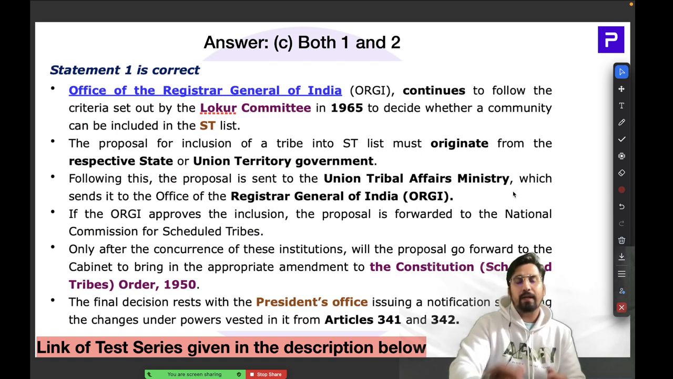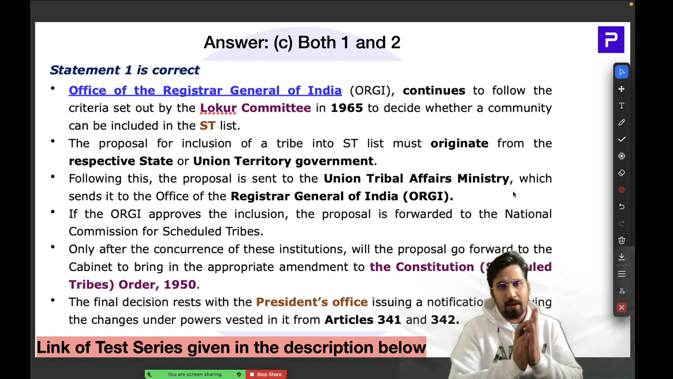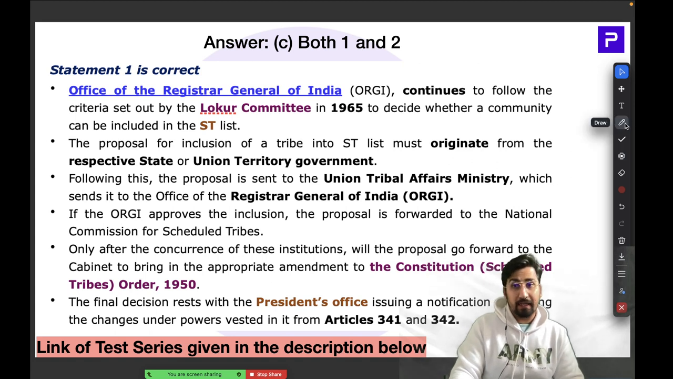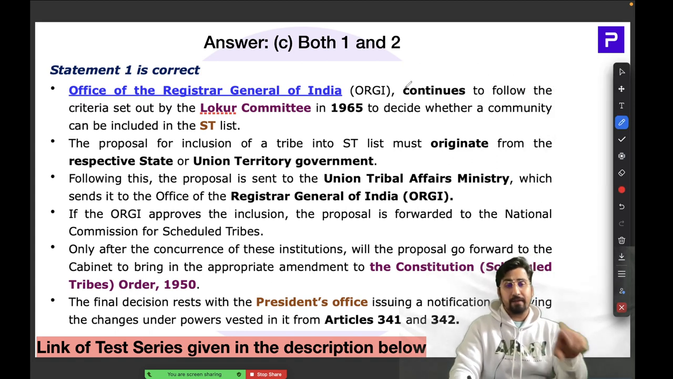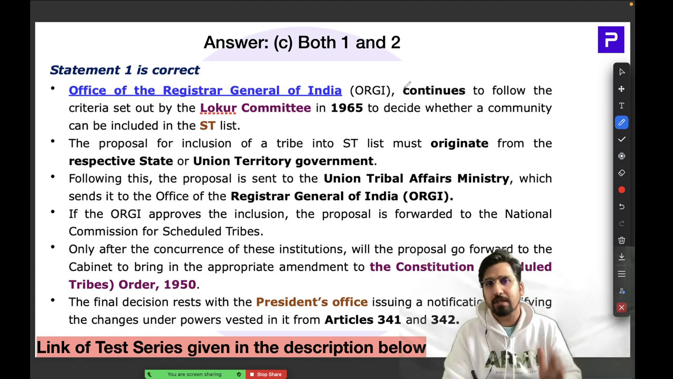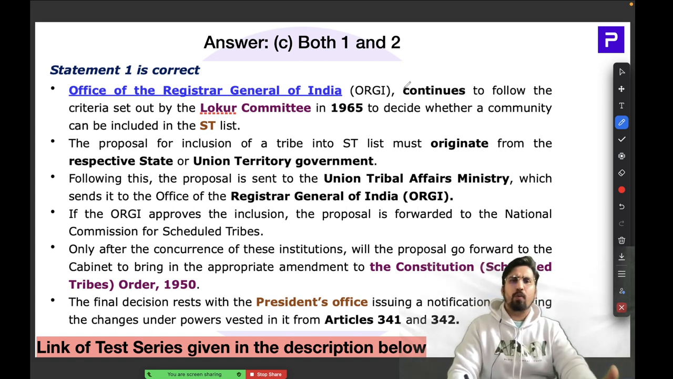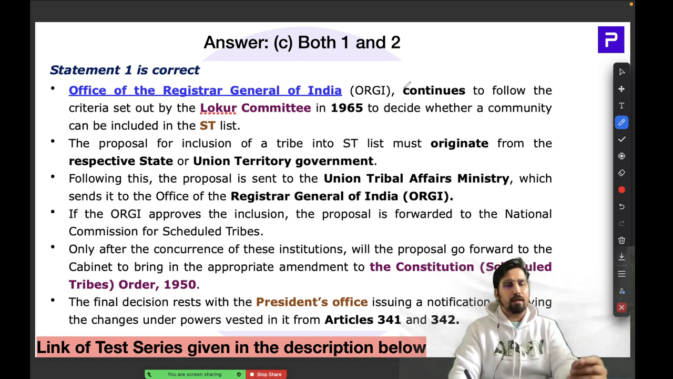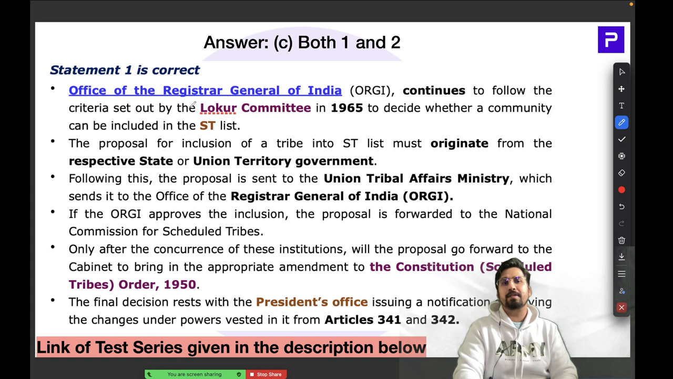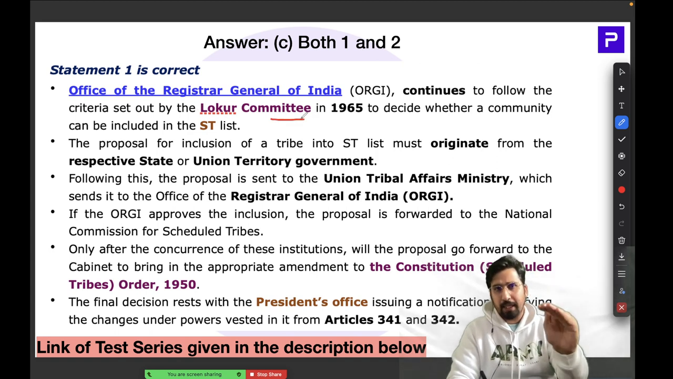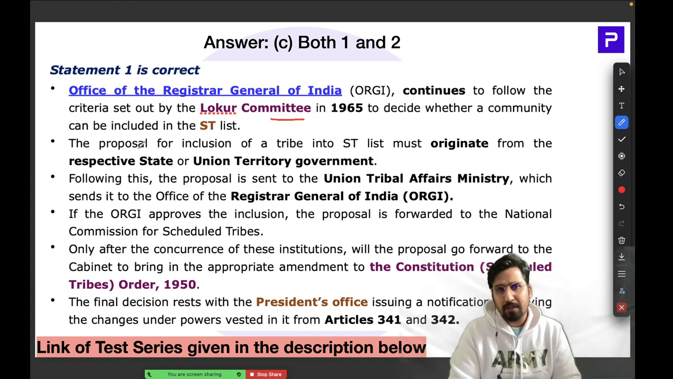Okay, there is a process. I want you to know the process. This is very interesting, and you never know, because given the kind of news floating around with respect to the ST list, you may be asked a question based on the process of how any community is included into the ST list. Now, this whole process is recommended by the Lokur committee only. So what happens basically, guys?